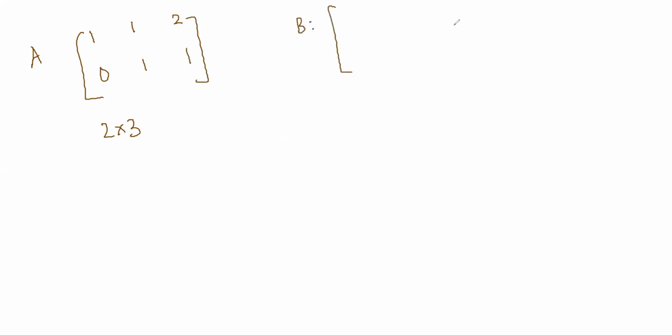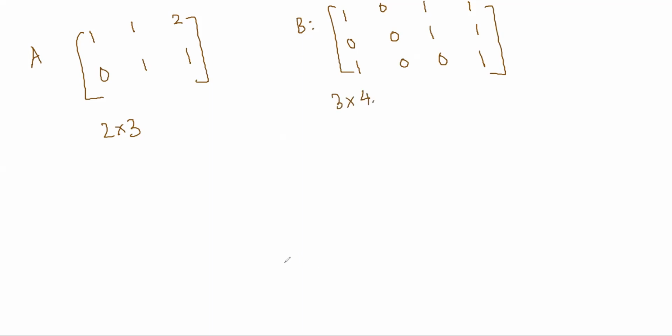B is 3 cross 4, so 3 rows and 4 columns. A is 2 cross 3, am I doing it correctly? Yeah. So 3 rows and 4 columns: 1, 0, 1, 1, and 0, 0, 1, 1, and 1, 0, 0, 1, right? I have taken some simple values just to make it easier. So this is 3 cross 4, right?